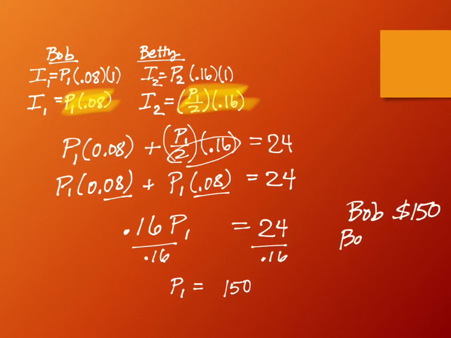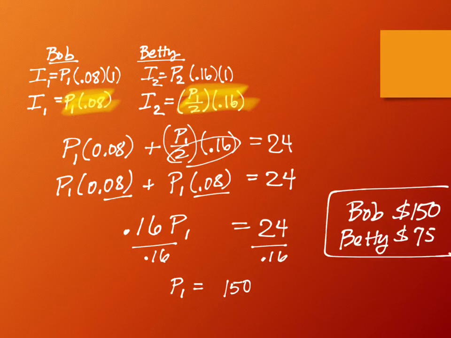What did Betty receive? 75. How'd you get 75? Yeah, she got half. That's the description we had. So we would divide by 2 to get 75. Any questions on that one?